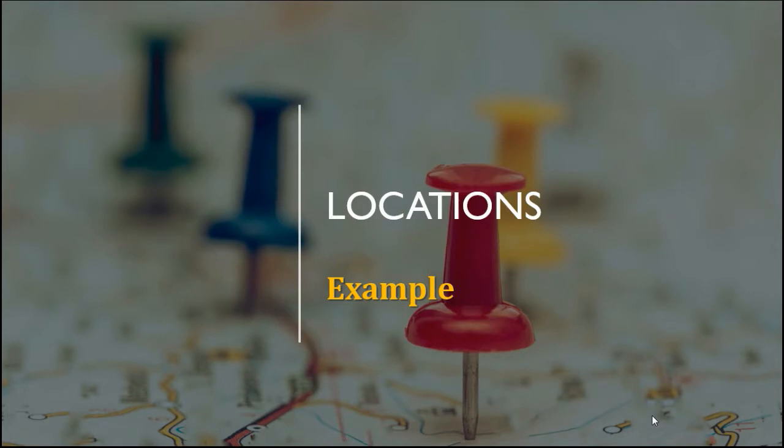Let's now take an example for location, for more understanding of the different types of locations. As we say, we have different types of location: normal location, urgent location, and committed location. This example is just for a better understanding of these types of locations.